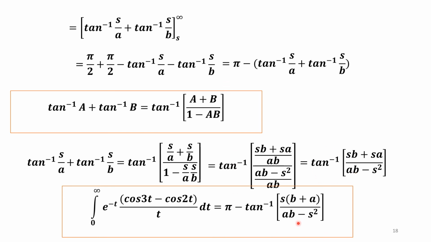You had some result to prove, so we have got the result as pi minus tan inverse. So what we have to do is convert this integral to a Laplace transform, make use of the properties of Laplace transform, and then substitute the value for s if s is given.